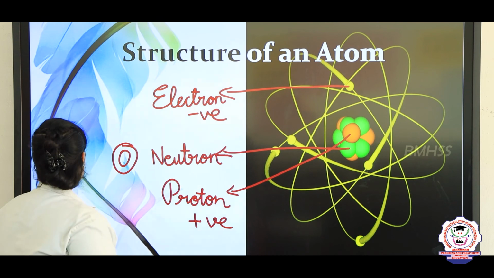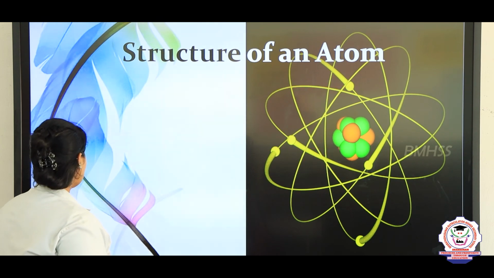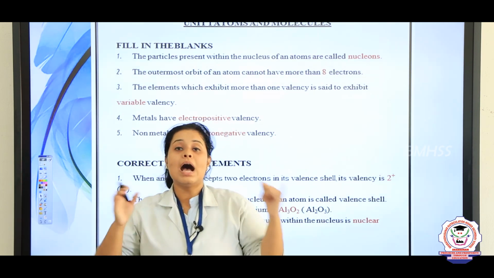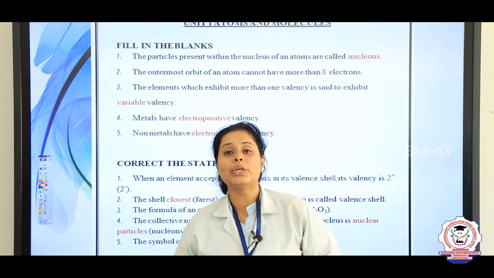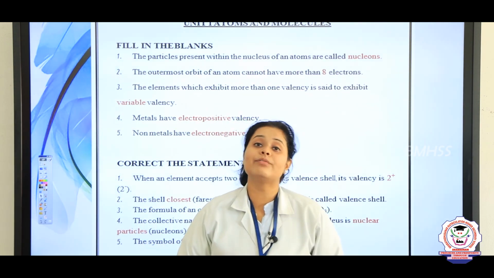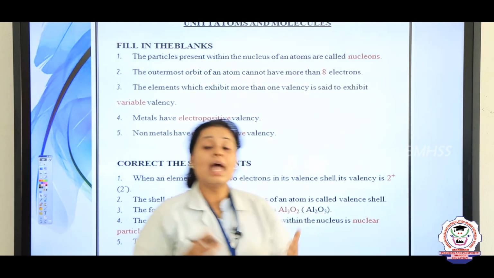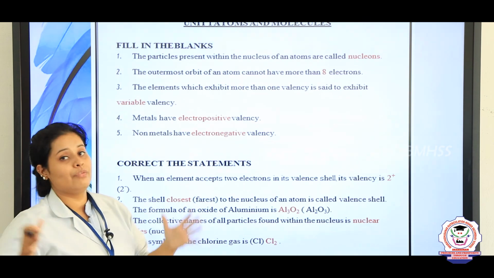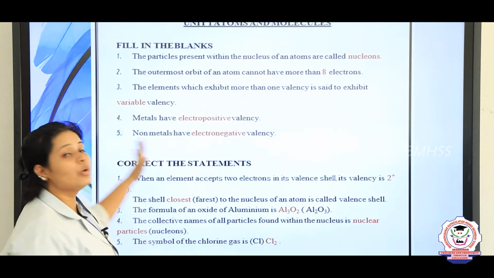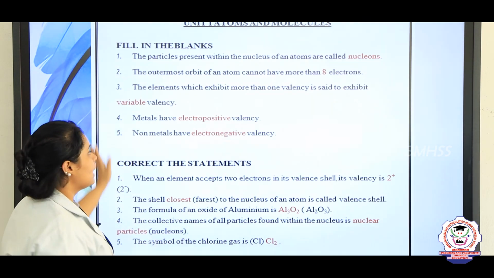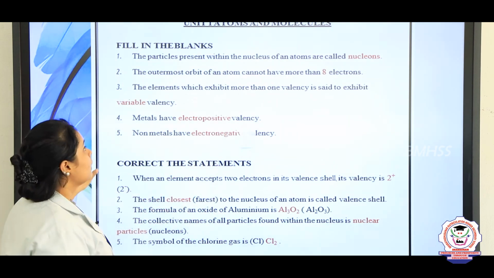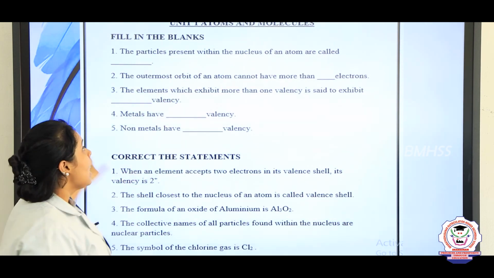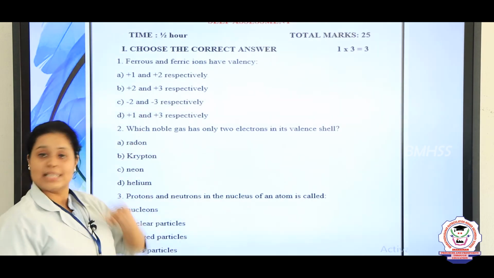So children, in this lesson you have studied how an atom and molecule came to exist. Then we talked about atomicity, and after atomicity we discussed the structure of an atom. When you go into the description box, you can see that there will be study material and a question bank with questions for your practice, and later on there will be a self-assessment.